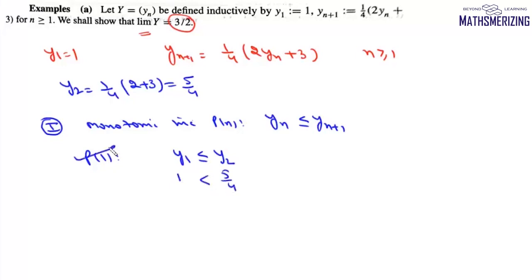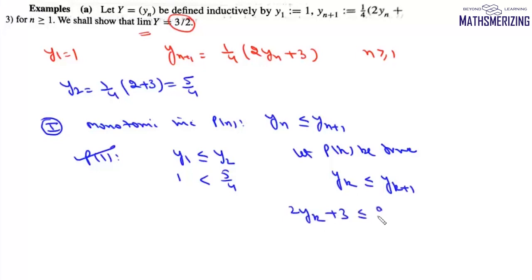That means p1 is true. Now we let pk be true. So if pk is true, then we can write yk is less than or equal to yk plus 1. Now we multiply it with 2 and then add 3, we can write 2yk plus 3 will be less than 2yk plus 1 plus 3, and we'll divide everything with 4.